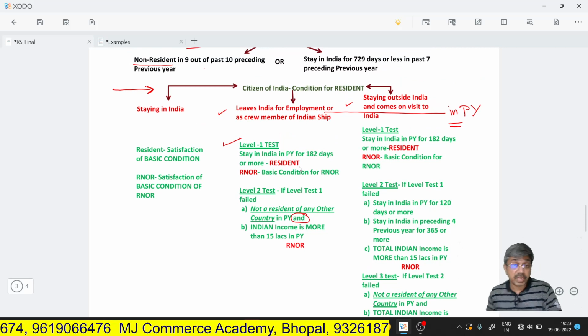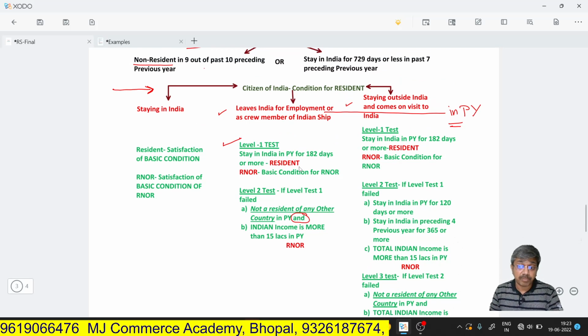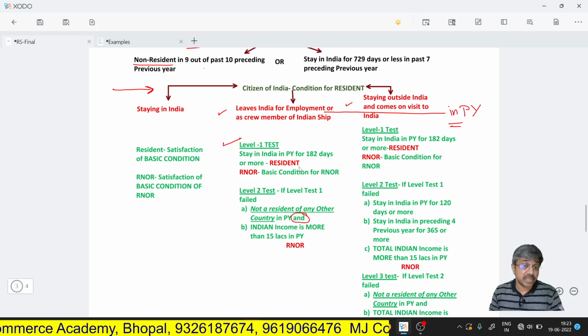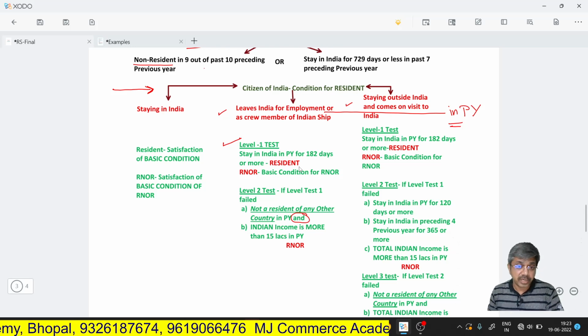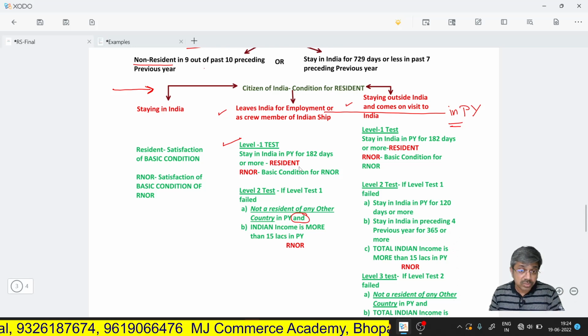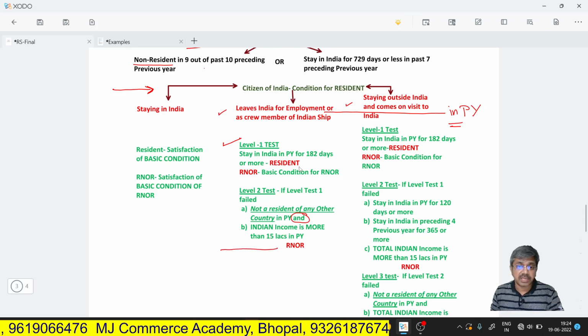So let me summarize. If an individual, being a citizen of India, leaves India for employment in a previous year, we need to determine the residential status by testing two levels. Level 1: if he stays in India in the previous year for 182 days or more, he will be resident. But if he stays in India for less than 182 days, he is simply non-resident, which I explained in my example. After determining the person is a resident, we further determine ordinary or not ordinary, based on the basic conditions which I discussed above. If an individual fails to satisfy the level 1 test, we go to the level 2 test. If a person satisfies the level 2 test, then directly he will be called resident but not ordinary resident. And what are these two conditions?